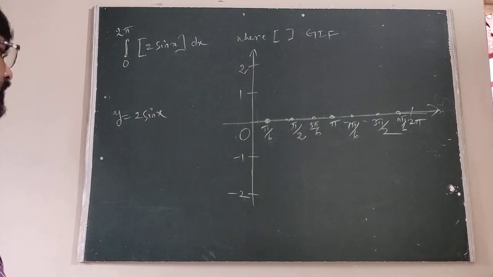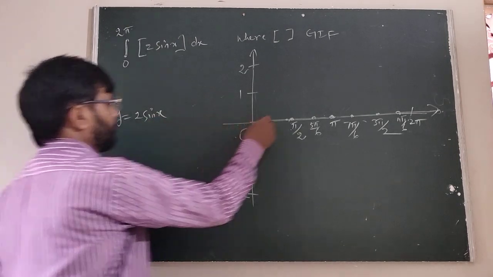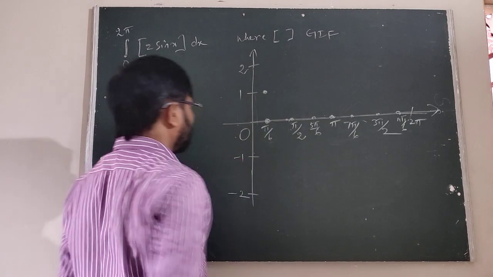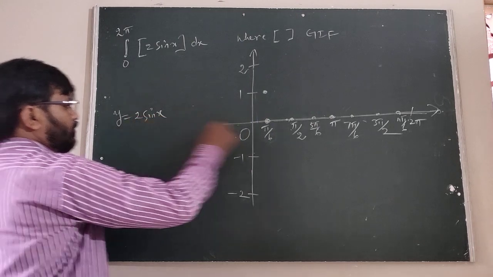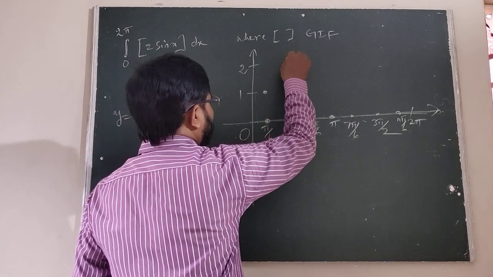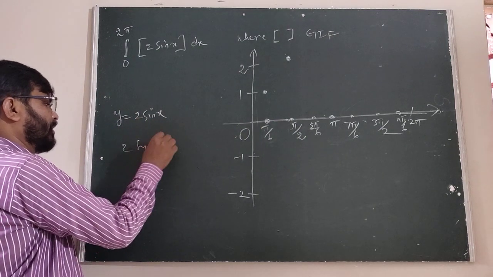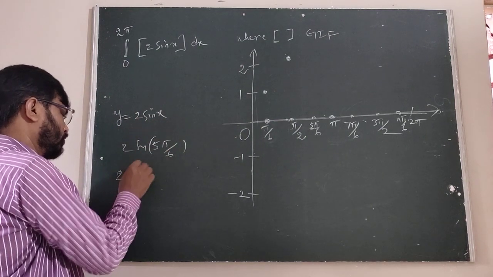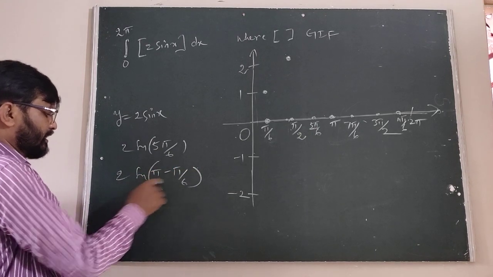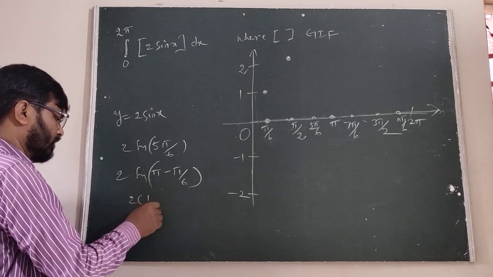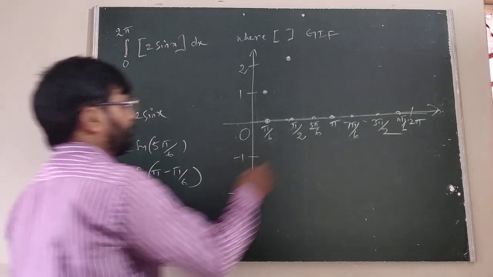Just listen. When we are taking 30, sine 30 is 1 by 2, so 2 into 1 by 2 is 1. The sine 90 value is 1, 2 into 1 is 2. Now this is 5 pi by 6. Sine of 5 pi by 6 can be written as 2 into sine of pi minus pi by 6. In the second quadrant, sine 30 is 1 by 2, 2 into 1 by 2, again we got 1. Therefore this is also 1.